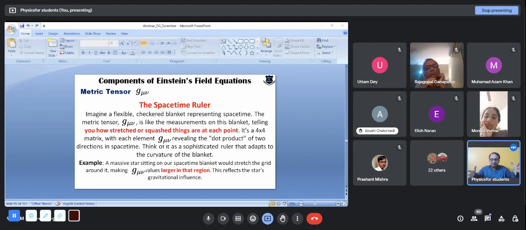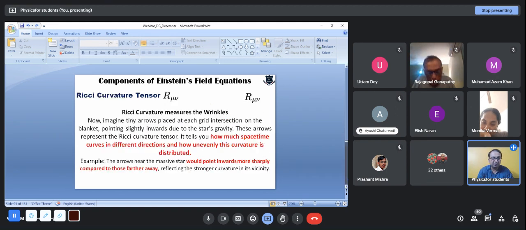And a massive star sitting on a blanket obviously would create a much heavier grid, and that is why the g mu nu will be much higher, and the lighter one will have a smaller g mu nu. So it is a space-time ruler which actually checks the curvature.